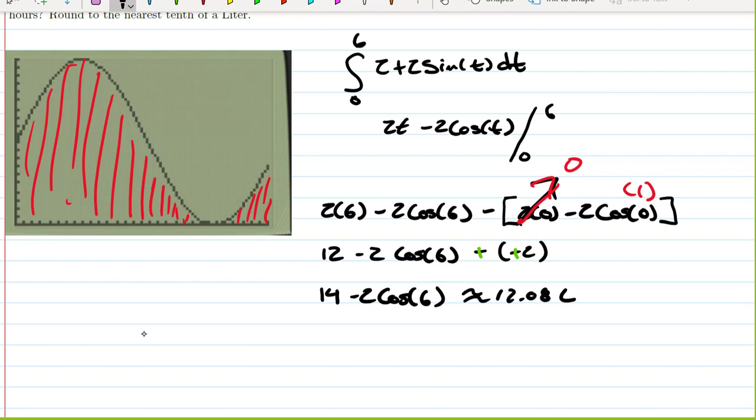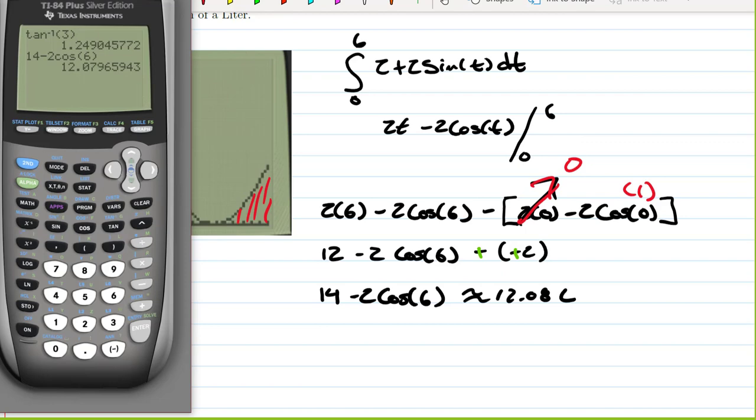So one thing that is nice that we can do on our calculator, after we found the antiderivative, is just put your antiderivative in, so we would have 2x minus 2 cosine x. And we now have that in y1. So if I just go alpha trace, grab my y1, I go y of 6 minus alpha trace y of 0, our calculator will do all of that arithmetic for us. And there's no reason for us to do any of that by hand.